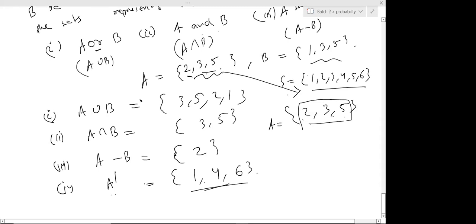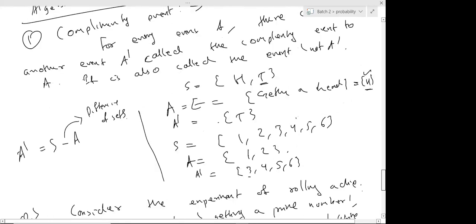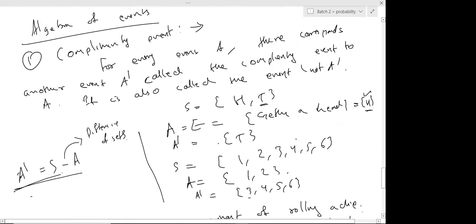Sir, but they have asked about the odd and prime numbers. I'm sorry, can you ask again? Sir, they have asked about odd and prime numbers, so why are we taking other numbers? No, see, A dash only depends on A, not B. If you go back, A dash is sample space minus A, right? It doesn't depend on any other thing.